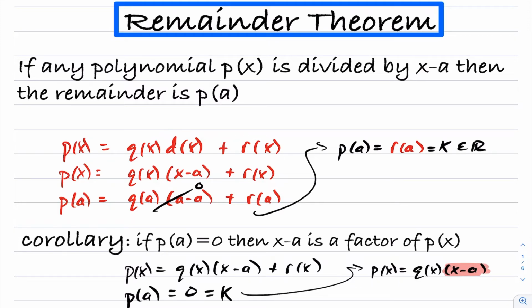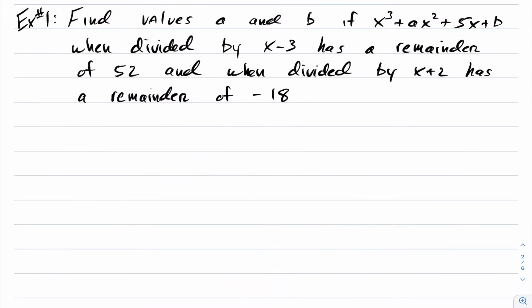All right, let's take a look at some applications of the remainder theorem. In the following example, we want to find the values of a and b such that this degree 3 polynomial, when divided by x minus 3, has a remainder of 52, and when divided by x plus 2, has a remainder of negative 18. So this is a direct application of our remainder theorem. First, we'll let p(x) be our polynomial x cubed plus ax squared plus 5x plus b.